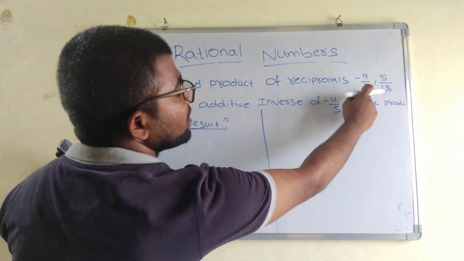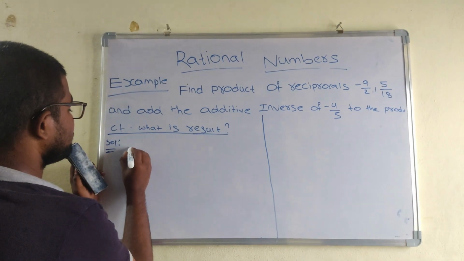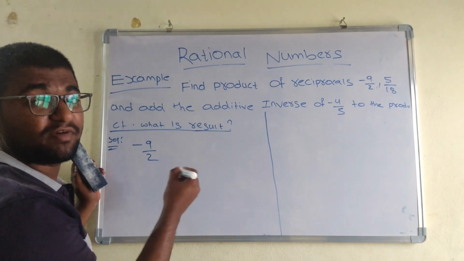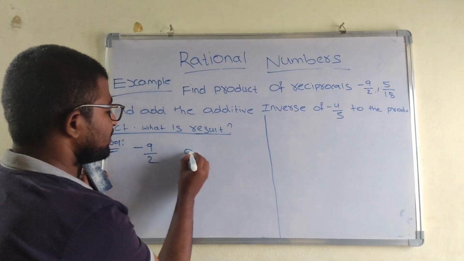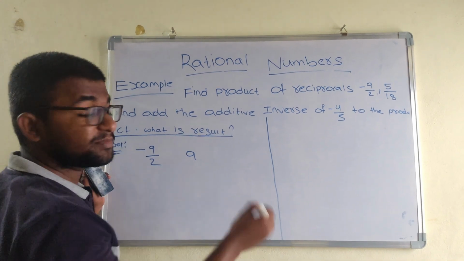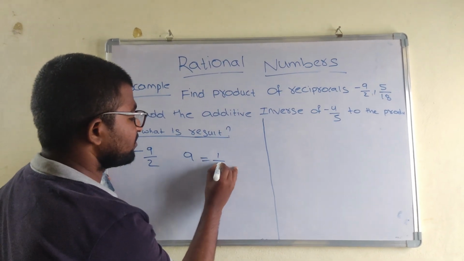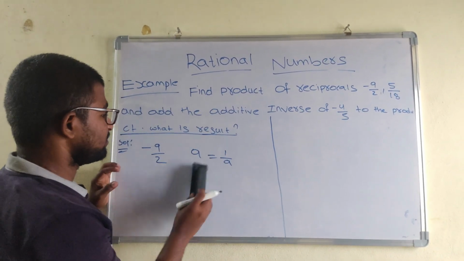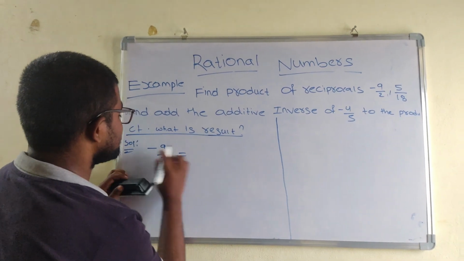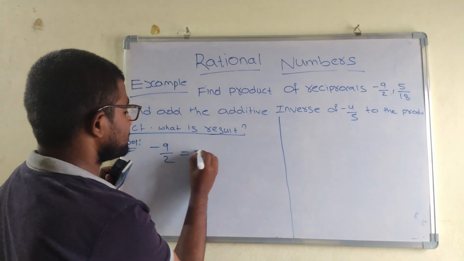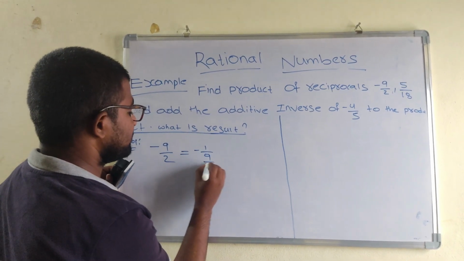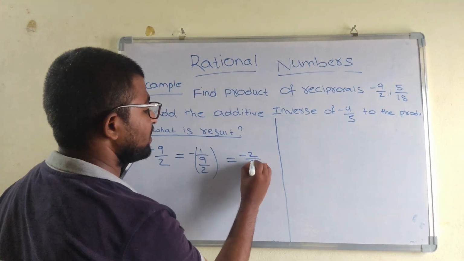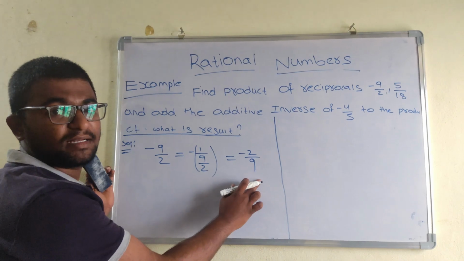What is the reciprocal of minus 9 by 2? What is the reciprocal of any number? How do we find the reciprocal of any number? Suppose A. What is the reciprocal of A? That is by inverting it, that is 1 by A. This way we can find the reciprocal of any number. Next, what is the reciprocal of minus 9 by 2? That is minus of 1 by 9 by 2, that is minus 2 by 9.